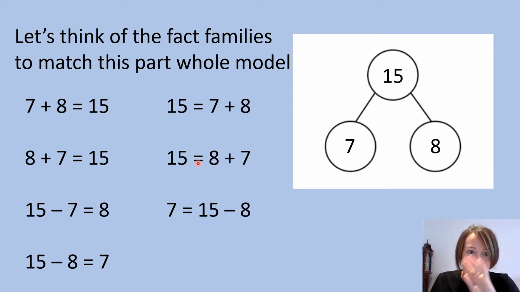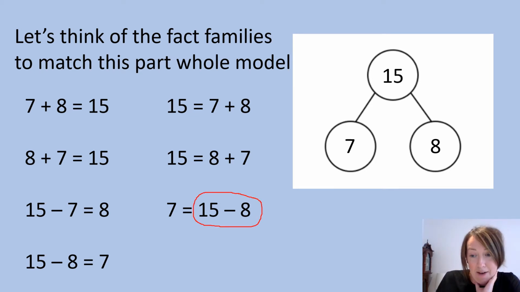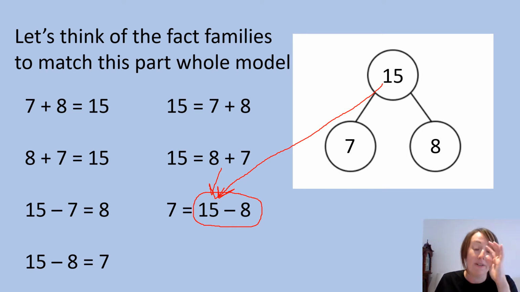Now remember, when you get to a subtraction, you put the answer first. Then this is your subtraction calculation here. And 15 is the whole. 15 is the whole, so it needs to come first. 7 equals the whole take away 8. 7 equals 15 take away 8. A part equals a whole take the other part. 7 equals 15 take away 8.